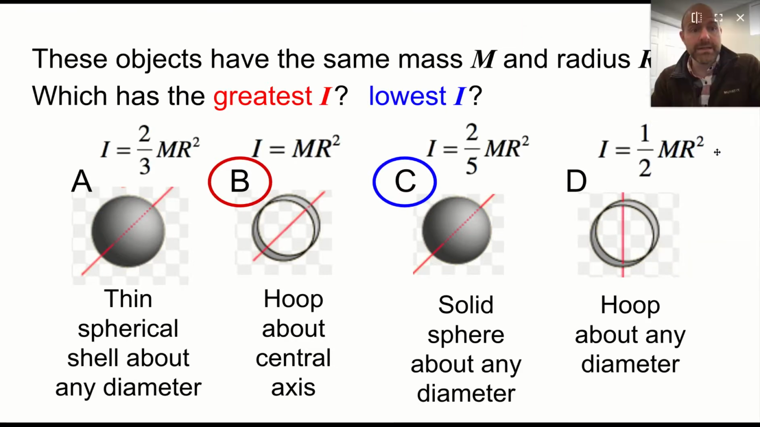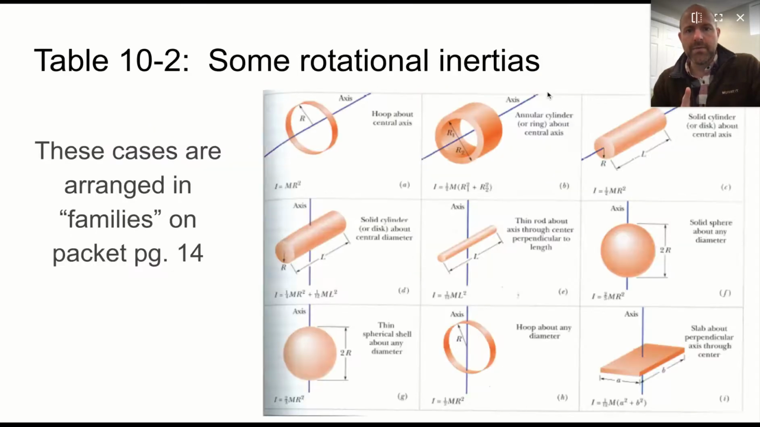These actually end up being the formulas for them: 2/3 mr squared, 2/5 mr squared, and 1/2 mr squared. More on that in a moment.